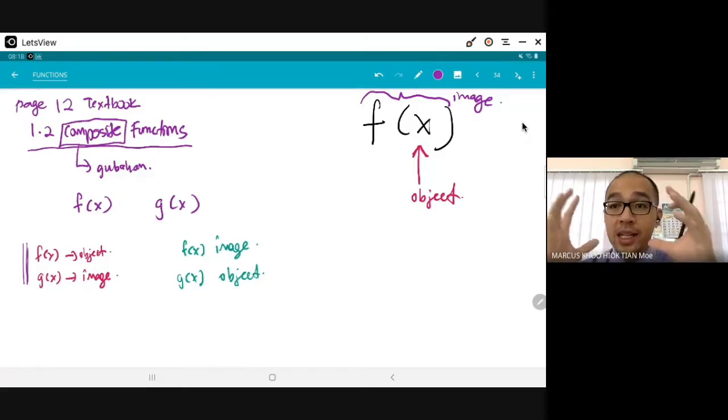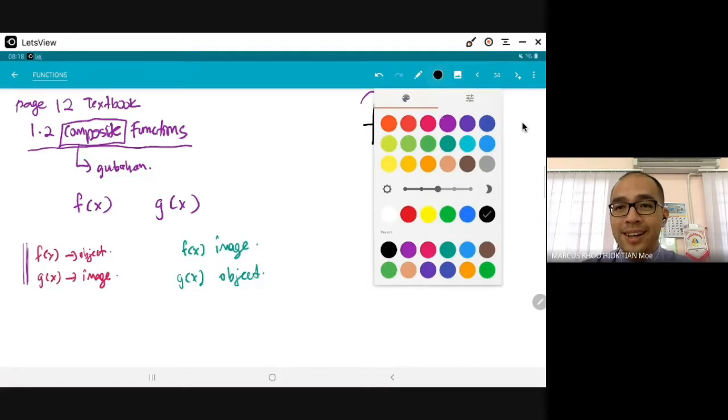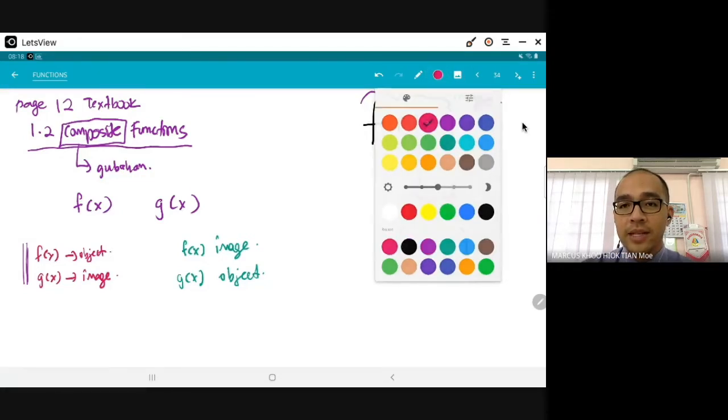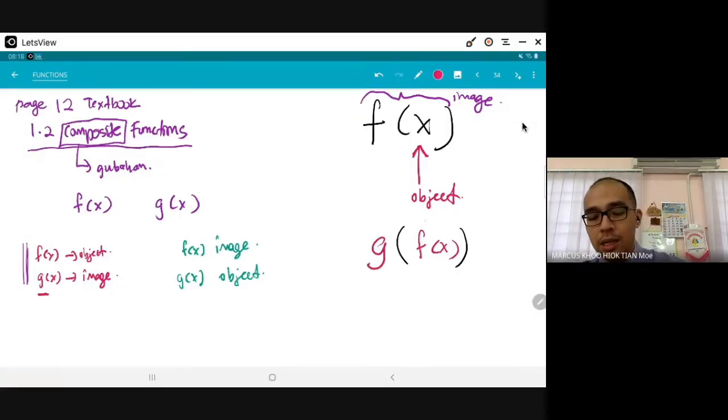So that means I put f(x) into the brackets. I put f(x) inside here, and my image is the g of the object. Since my g is the image, I put the g out here. So this is g(x), I repeat, g of the object. This is what we call the first composite function, which is g(f(x)).